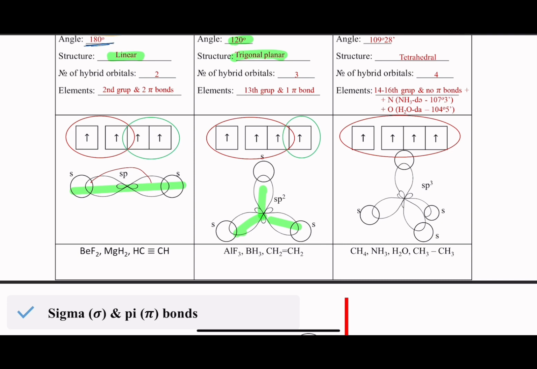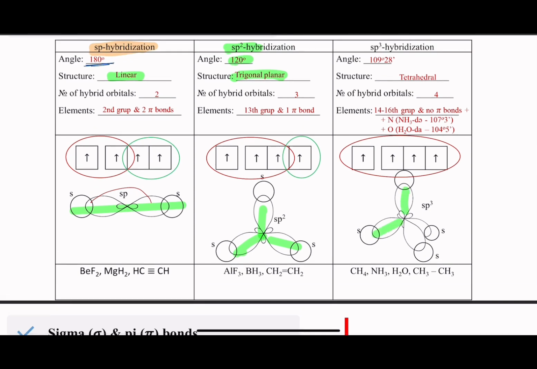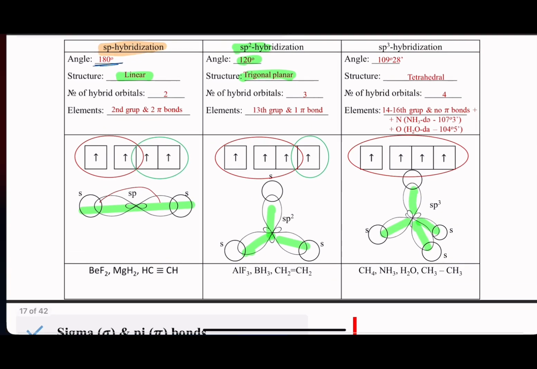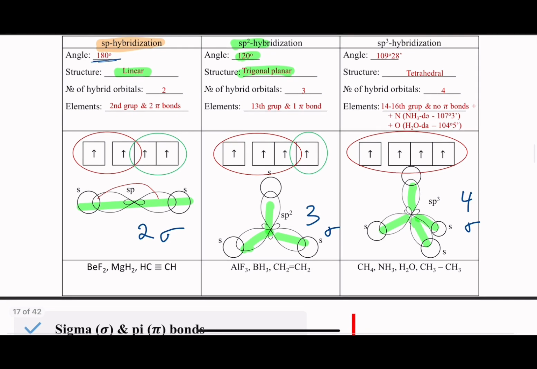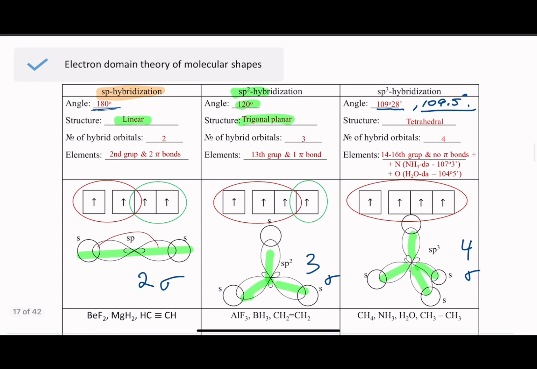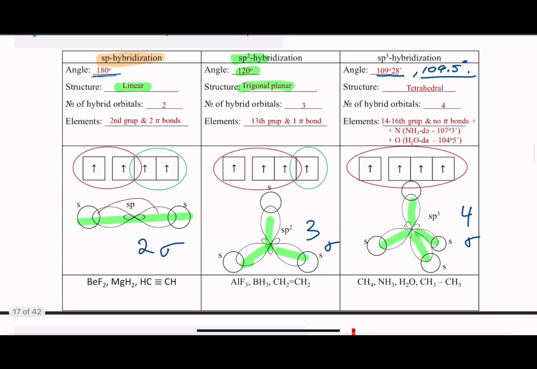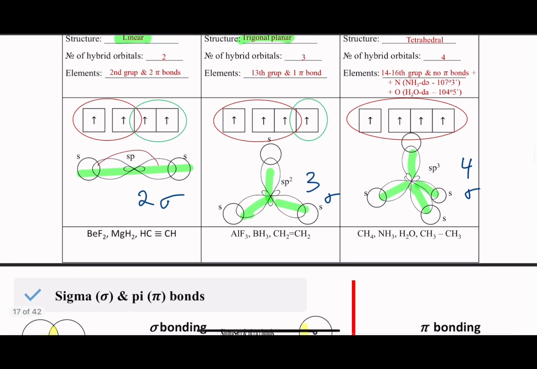Okay, and then you have sp3 hybridization. You see I have 4 hybrid orbitals. You have 2 hybrid orbitals, 3 hybrid orbitals, and 4 hybrid orbitals. That means the same number of sigmas too. Okay, so the degree is 109.28, or you can write 109.5, it doesn't matter. And then over here this is how it looks, and the example shapes are given at the bottom. They all have the hybridization as given.